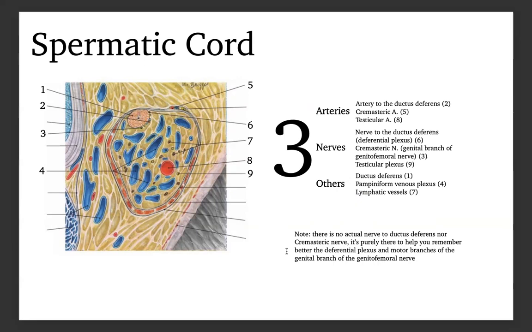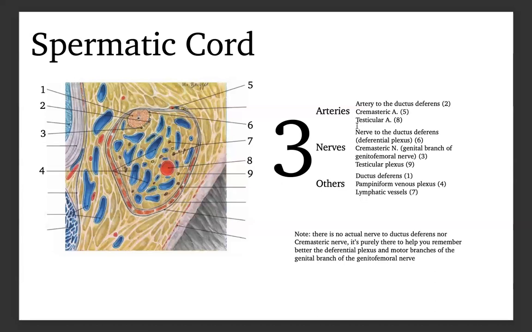So the three arteries are going to be the artery to the ductus deferens, which is over here, this small red circle. You have the cremasteric artery, which is number 5 over here. You have the testicular artery, which is present here. You're going to have three nerves, which is the nerve to the ductus deferens. You're going to have the cremasteric nerve and the testicular plexus. The others consist of the ductus deferens, the pampiniform venous plexus, and lymphatic vessels.